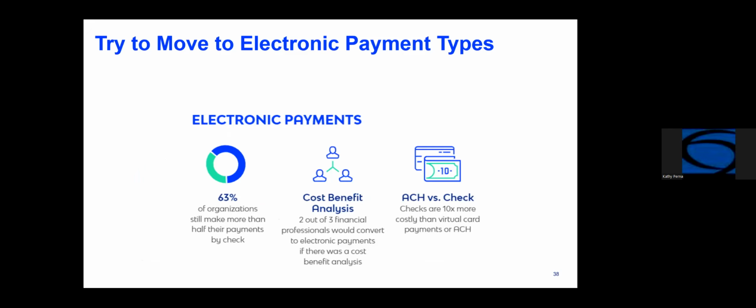So like we said here, moving to electronic payment types, you can see that 63% of organizations are still making more than half of their payments by check. But 2 out of 3 financial professionals would convert to electronic payments if there was a cost benefit analysis. And then just on the cost side of it, ACH versus checks, you can see that checks are 10 times more costly than virtual card payments or ACH.